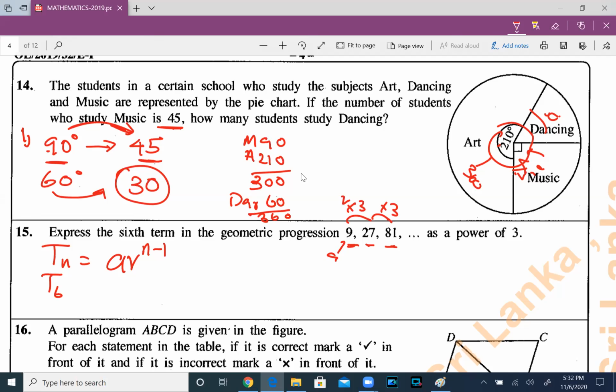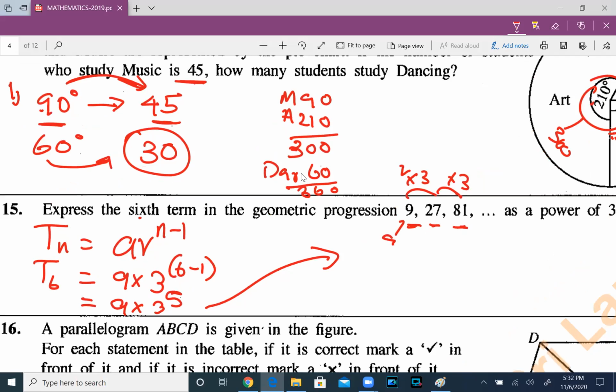So n minus 1 means 6 minus 1, which is 5. So T6 is equal to 9 times 3 to the power 5. They ask to express the sixth term in the geometric progression as a power of 3, so you can't give the value of this. So this is 9, and we can write 9 as 3 to the power 2.